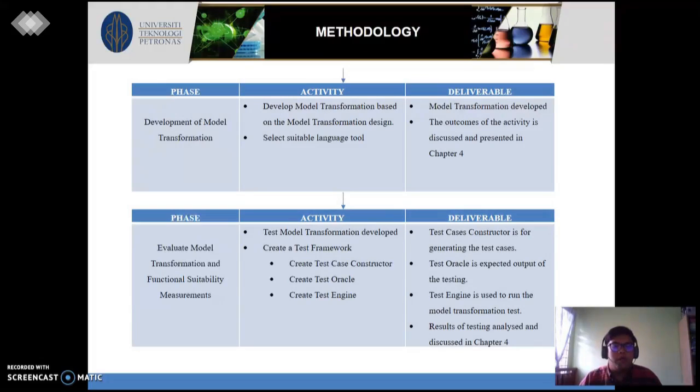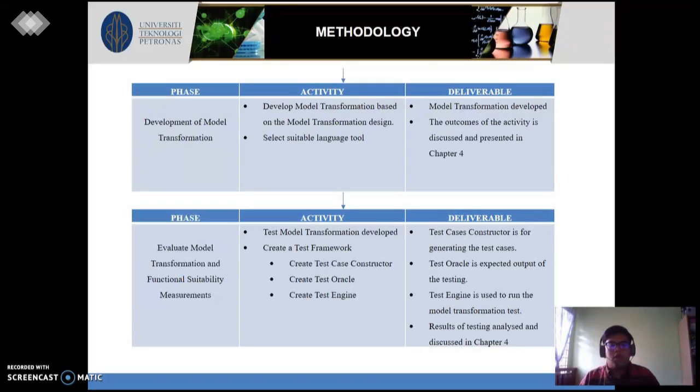After that, I will evaluate the model transformation and functional stability measurement. In this phase, I will test the model transformation that was developed previously, and then create a test framework for this evaluation. This test framework consists of three components. First is the test case constructor, second is the test case oracle, and third is the test case engine.